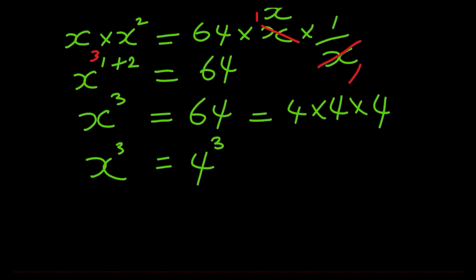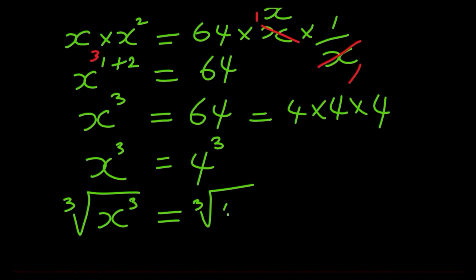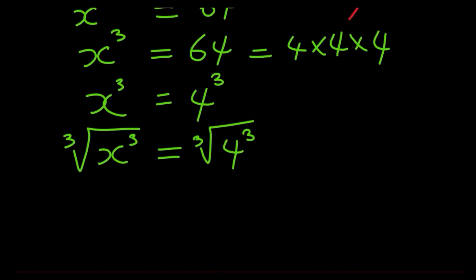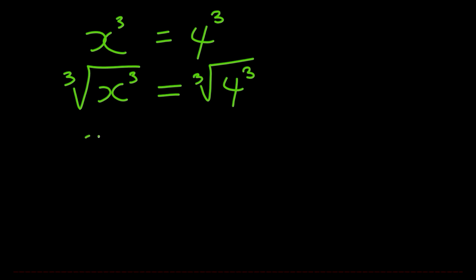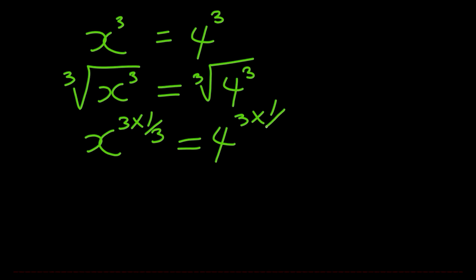Let's take the cube root of both sides. The cube root of x raised to the power 3 is also equal to the cube root of 4 raised to the power 3, which can also be written as x raised to the power 3 times 1 over 3 is equal to 4 raised to the power 3 times 1 over 3. Simplifying, 3 divided by 3 is 1. We are left with x raised to the power 1 on the left hand side.